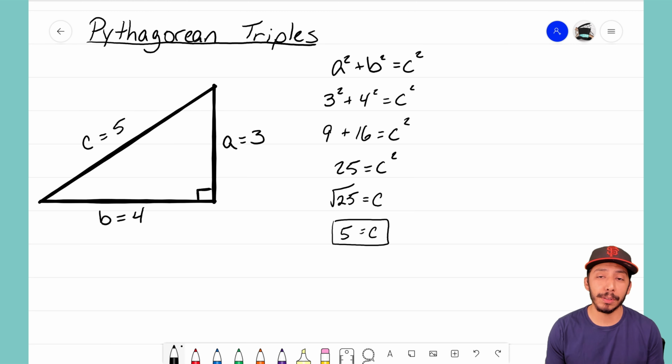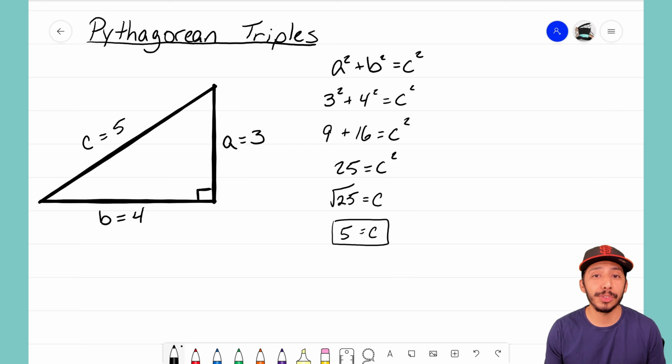Now what might stand out to you is that normally when we do Pythagorean's theorem, most of the time we don't end up with a whole number here. Usually it's a decimal number with lots of numbers after it because the number we're taking the square root of is usually not a square number. 25 is a square number. When I take the square root, I get a whole number as my answer, or an integer.